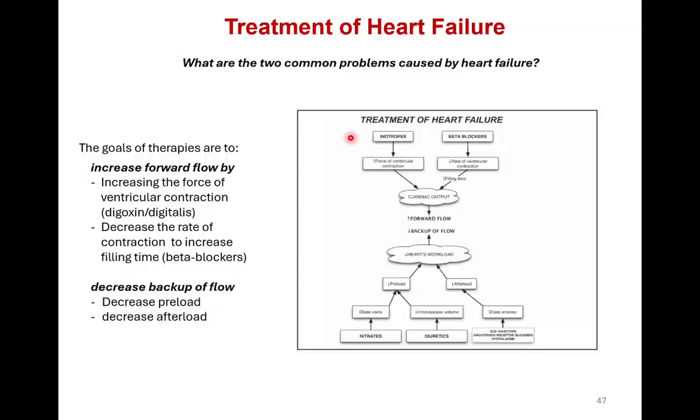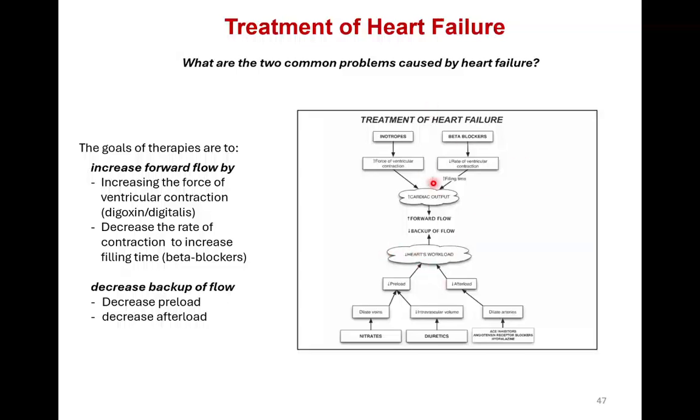And so this is just a little schematic that very briefly outlines what's going on, right? So if you want to decrease preload and afterload, you're trying to decrease the workload on the heart. And you use things like nitrates to dilate the veins. You might use diuretics to try to decrease your blood volume. You might use other ACE inhibitors to try to dilate the arteries. And so you're decreasing the preload and you're decreasing the afterload, trying to reduce the workload of the heart to help with that backup.